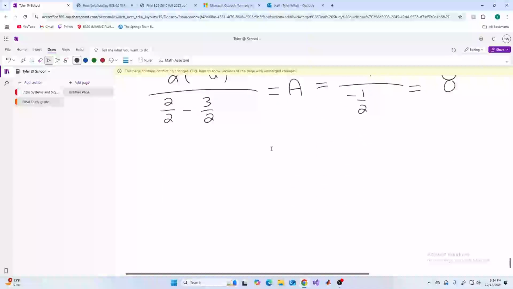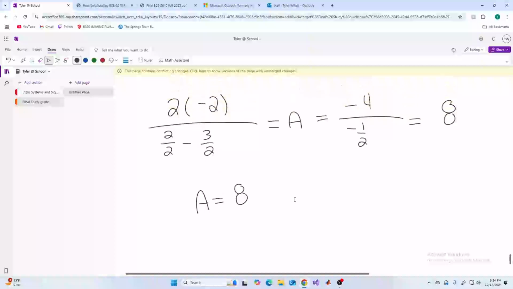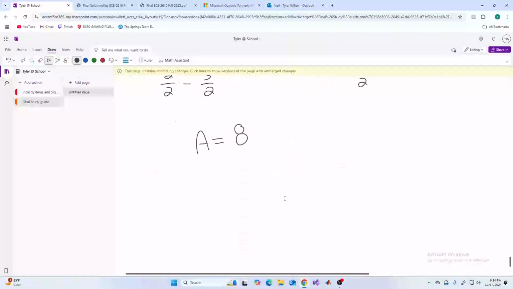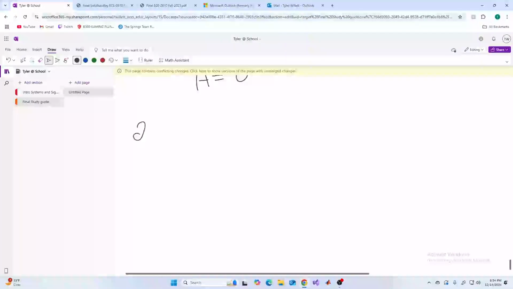So A equals 8. Now we need to solve for B using the same technique, but instead we're going to allow z to the power of negative 1 to equal 2. So I'm going to distribute this whole thing, the 1 minus 1/2 z to the negative 1, into each of these terms. So I'm going to have 2, 1 minus z to the negative 1 all over.